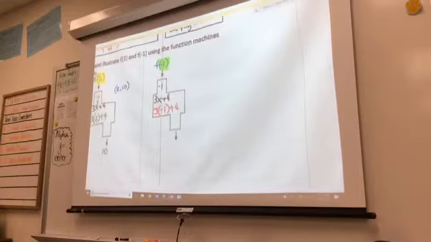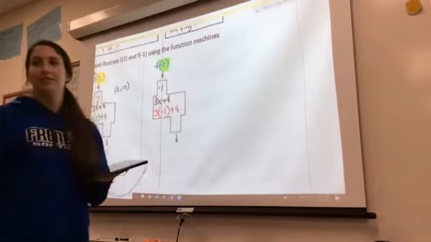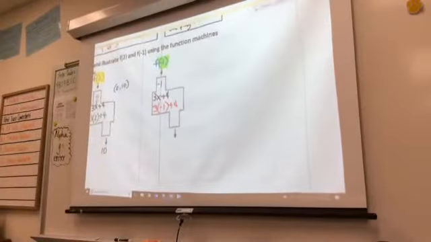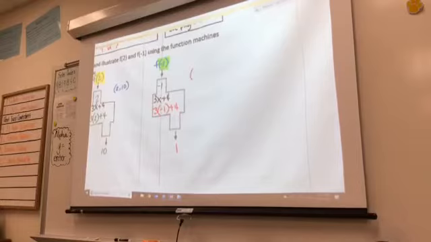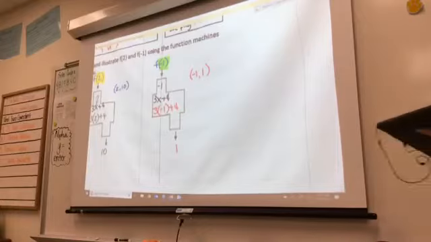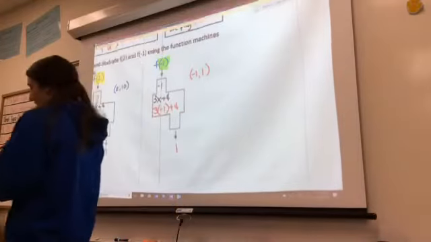Beautiful thing your calculator is. What does it give you? 1. So what's my x in this problem? Negative 1. And what was my y? 1. There you go. Pretty simple. Not too hard.